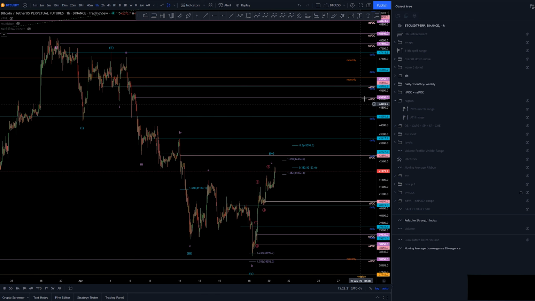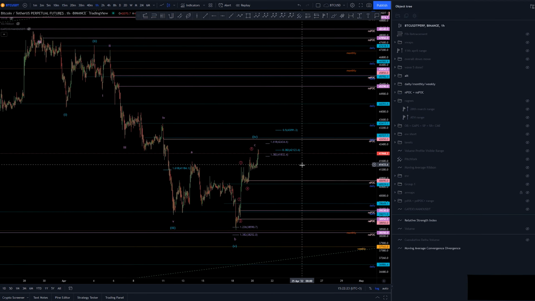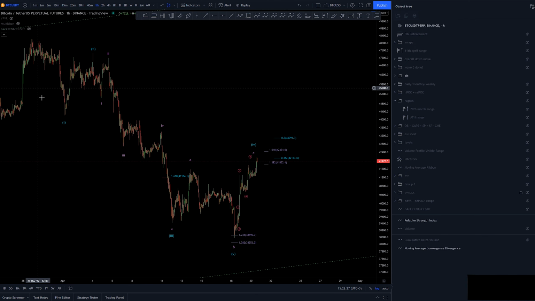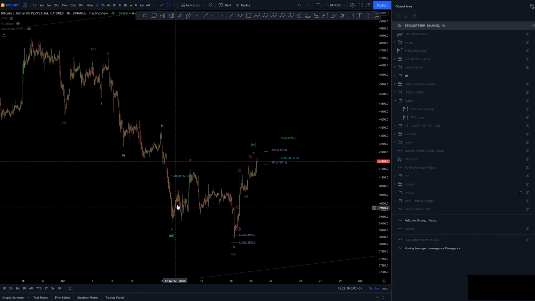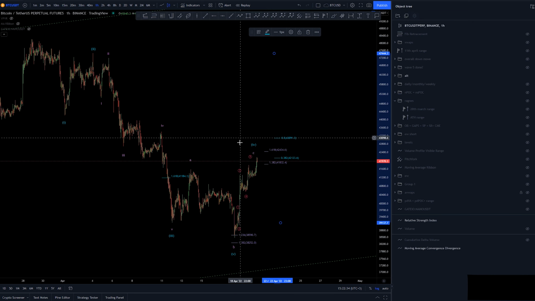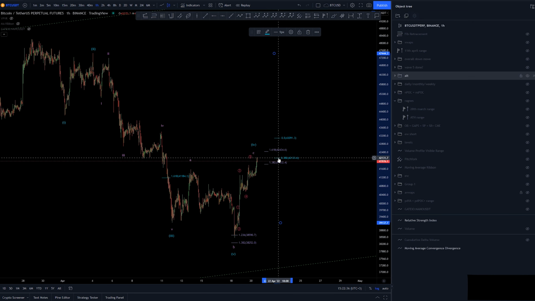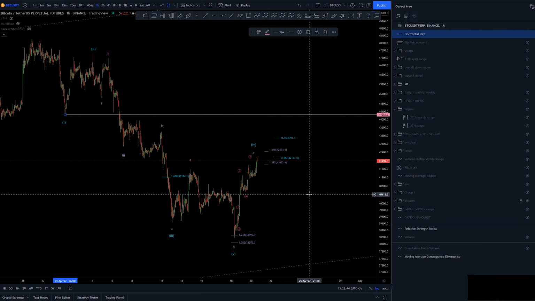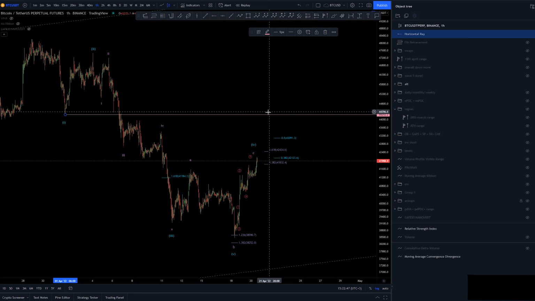Now this was our Elliott wave count. Let me remove these for now. So again 1, 2, 3 and currently making the fourth. The retracement for the fourth was estimated to be here at 382, which is the most common retracement for wave 4.